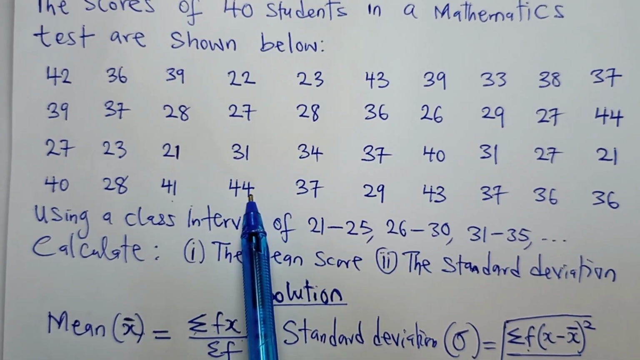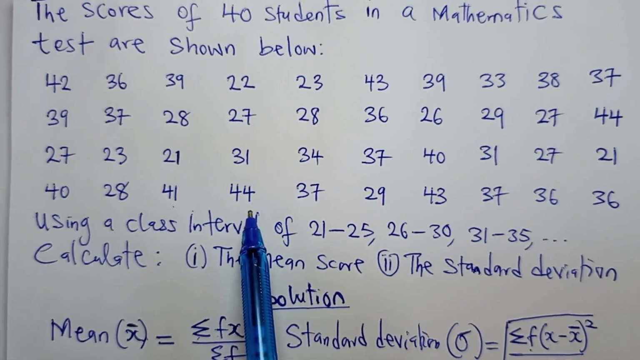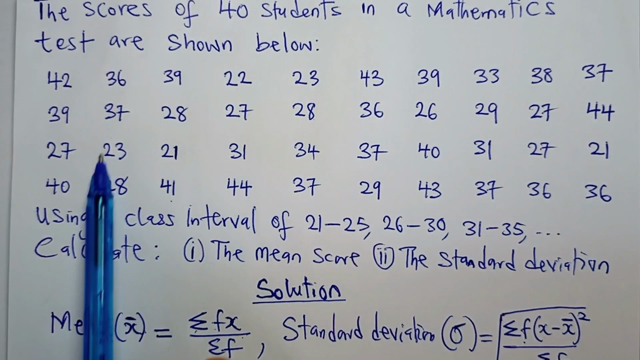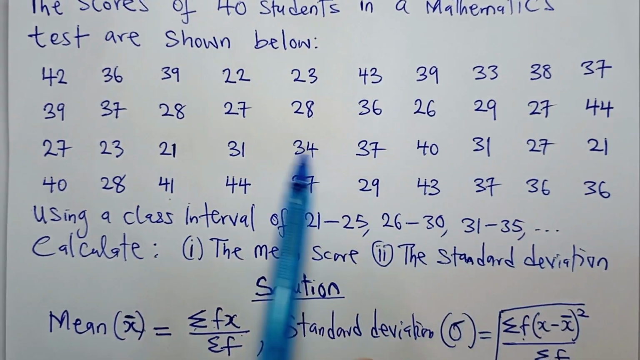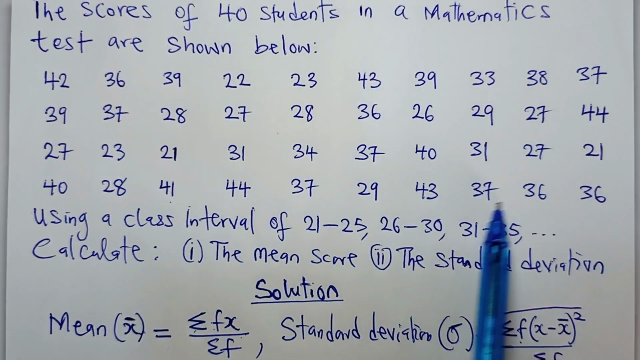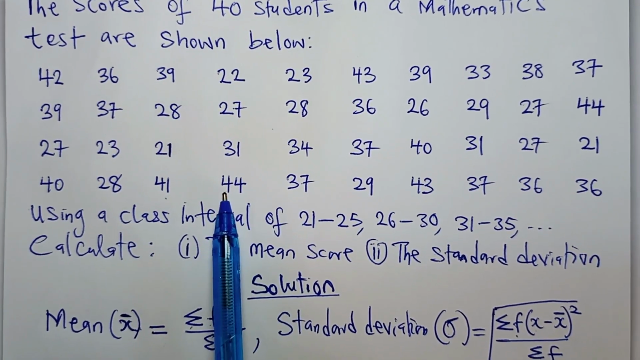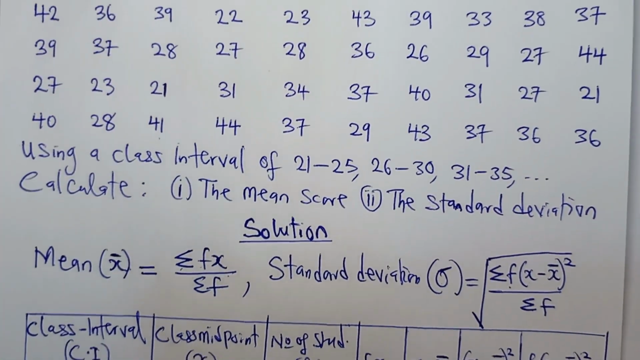We have 44 here. So let's take, I think, the highest number here. It's better you locate the highest number. The highest number in this distribution seems to be 44. I don't think there is any number bigger than 44. So if the highest number is 44, let's come back to this place.